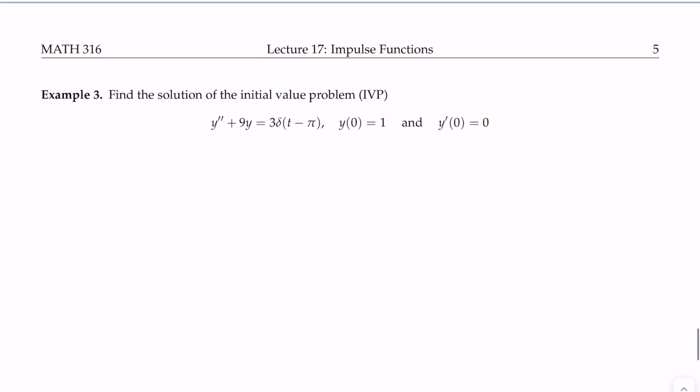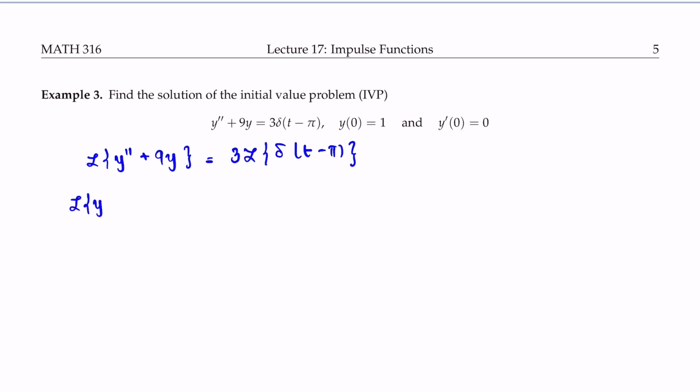So let me move on to this example. You have the initial value problem y double prime plus 9y equal to 3 times delta of t minus pi, with the same initial conditions. Okay, let's see what happens in this scenario. Similar to the last example, you apply the Laplace transform on both sides of the differential equation. So the Laplace transform of the sum is the sum of the Laplace transforms.